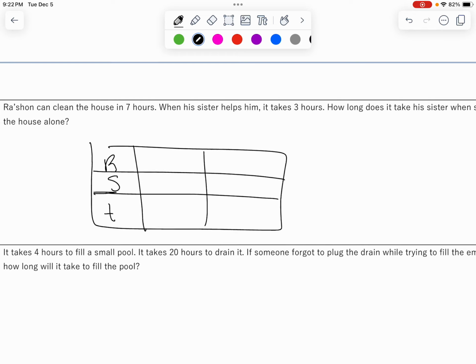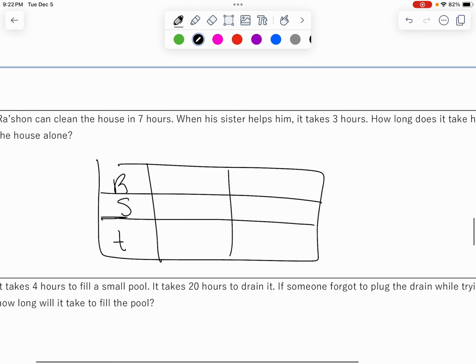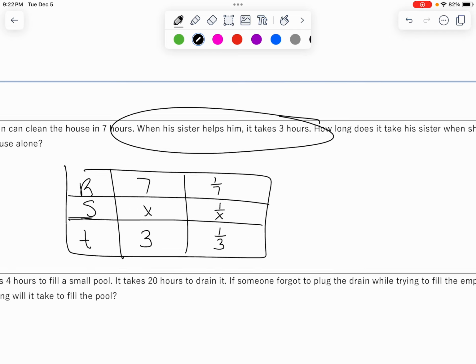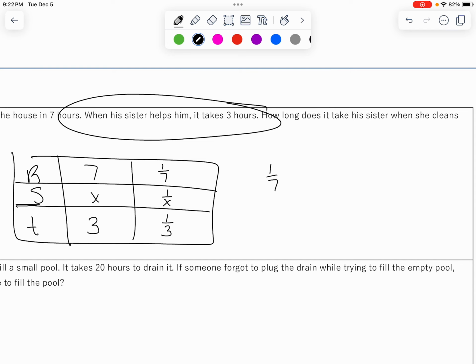How long does it take Rashawn? 7. How long does it take the sister? Don't know. How long does it take together? 3 hours. There you go. So Rashawn is 1/7, Sister is 1/x, Time together is 1/3. So 1/7 plus 1/x equals 1/3.